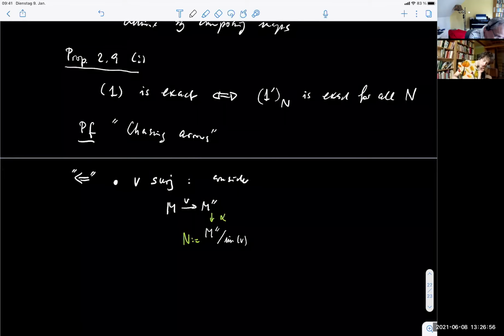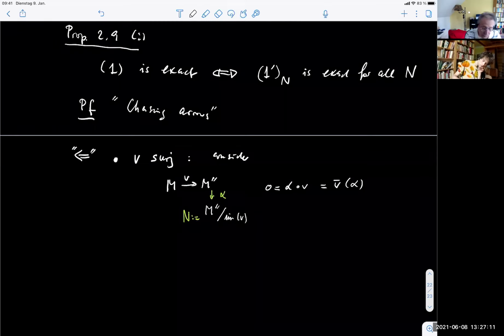If I compose alpha with V, I get 0, of course, because I factor out the image of alpha of V. So this is strange notation. This is V bar of alpha. Okay, so I have V bar of alpha equals 0.